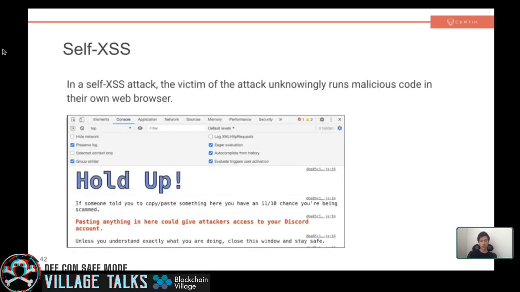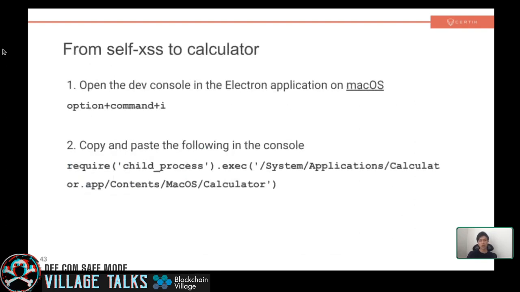So by copy-pasting some malicious code into the dev console, this behavior is called self-XSS. And this is what you will see if you open the dev console in the Discord application. It says if someone told you to copy-paste something here, you have a one in 11 chance of being scammed, and you shouldn't do that. Normally in a web application, if a victim is exploited by self-XSS, the attacker can probably compromise his account or do some damage to his account within that application. However, for an Electron wallet, it might go from self-XSS to calculator.